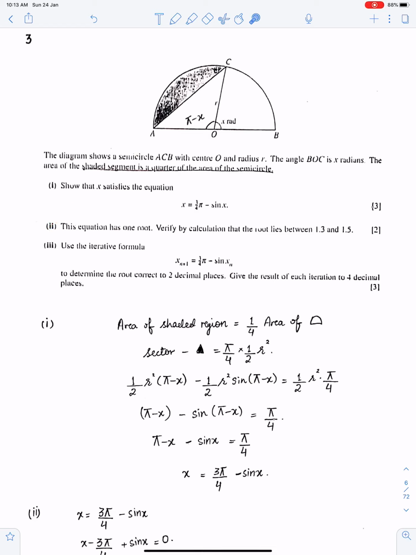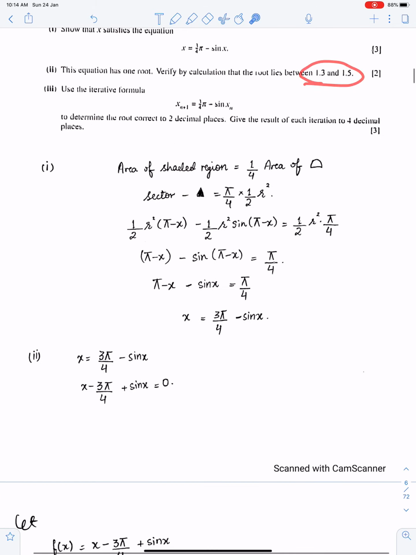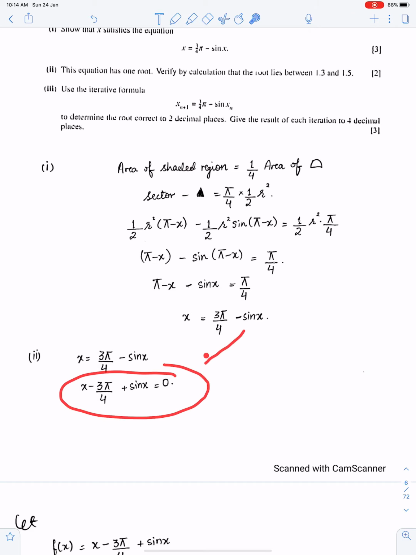Number 2. This equation has one root. Verify by calculation that the root lies between these two numbers. This is so simple. You just need to equate this equation to 0 first. First equate this equation to 0 in any way. I mean, you can bring sine on the left side or you can bring x on the right side. You have an option. So first equate this equation to 0.